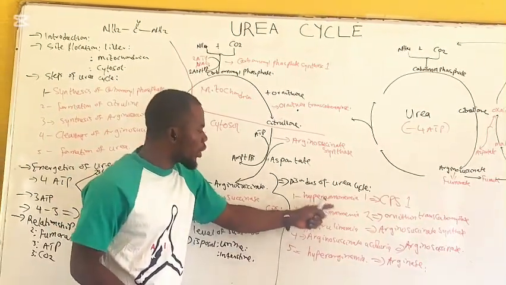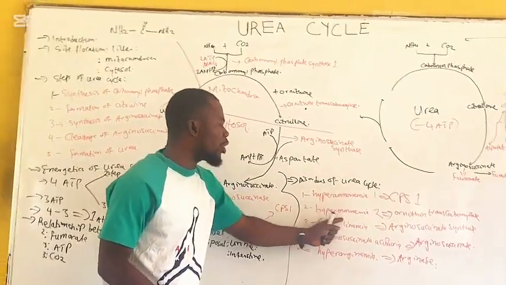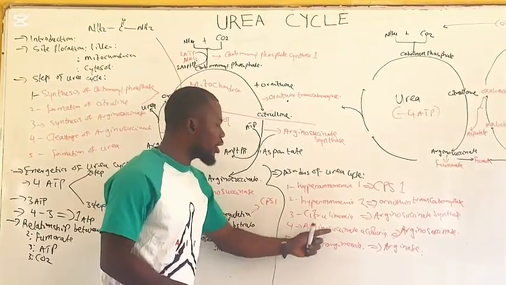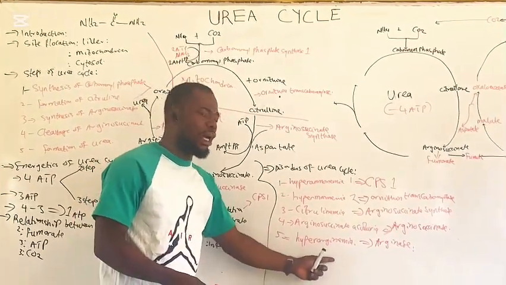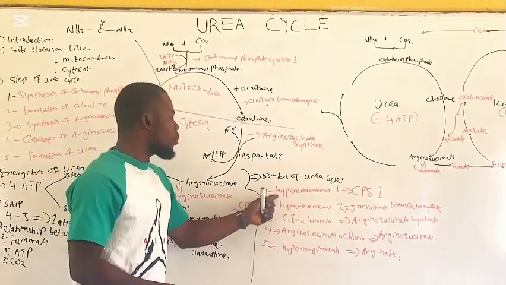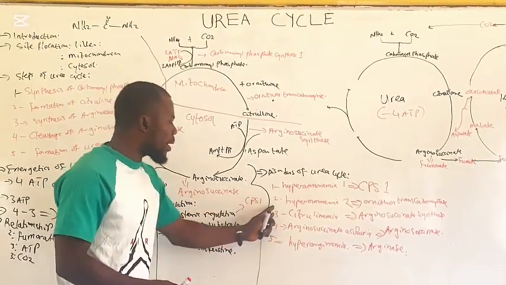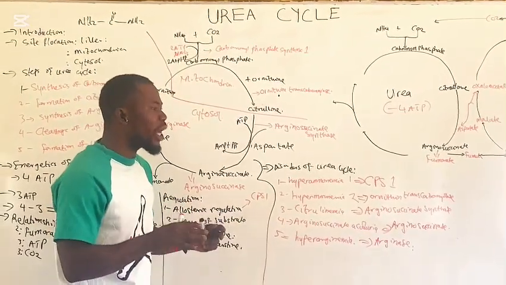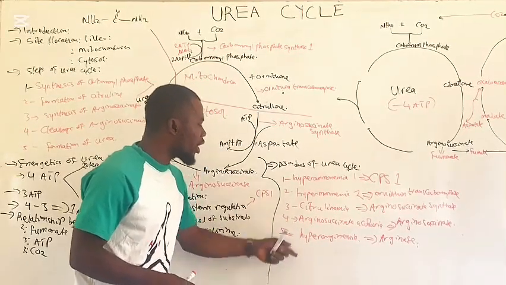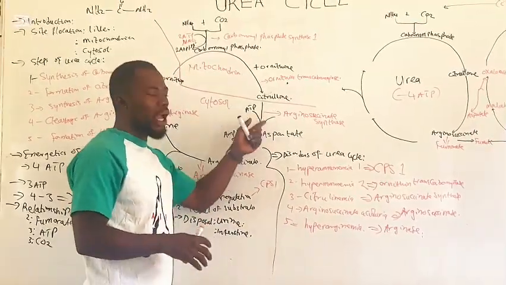The first two here, hyperammonemia 1 and hyperammonemia 2, are very dangerous compared to citrullinemia, argininosuccinate aciduria, and hyperargininemia, because in hyperammonemia type 1 and 2, there is increase in the amount of ammonia, which is very toxic to the body, especially the brain. Whereas for the rest, the concentration of ammonia is less. What accumulates are these substances, that is citrulline, argininosuccinate, and arginine, which are less toxic compared to ammonia.